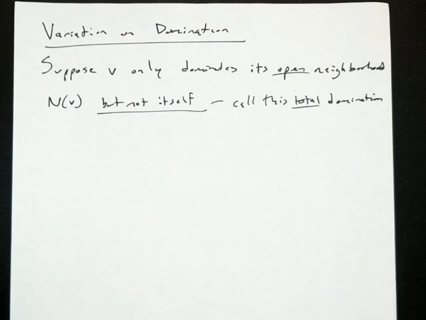So I want to know what effect it has on our idea of domination if I switch from closed neighborhoods to open neighborhoods. A vertex no longer dominates itself. It only dominates its open neighborhood. Well, if I do this, then I'm going to have to change my idea of a dominating set. We had a dominating set. Now I want a total dominating set.